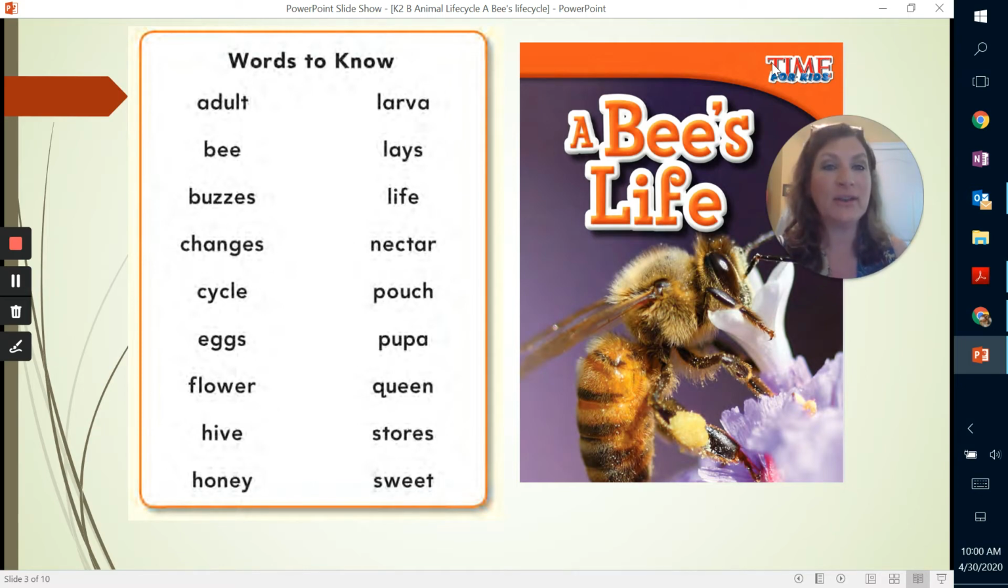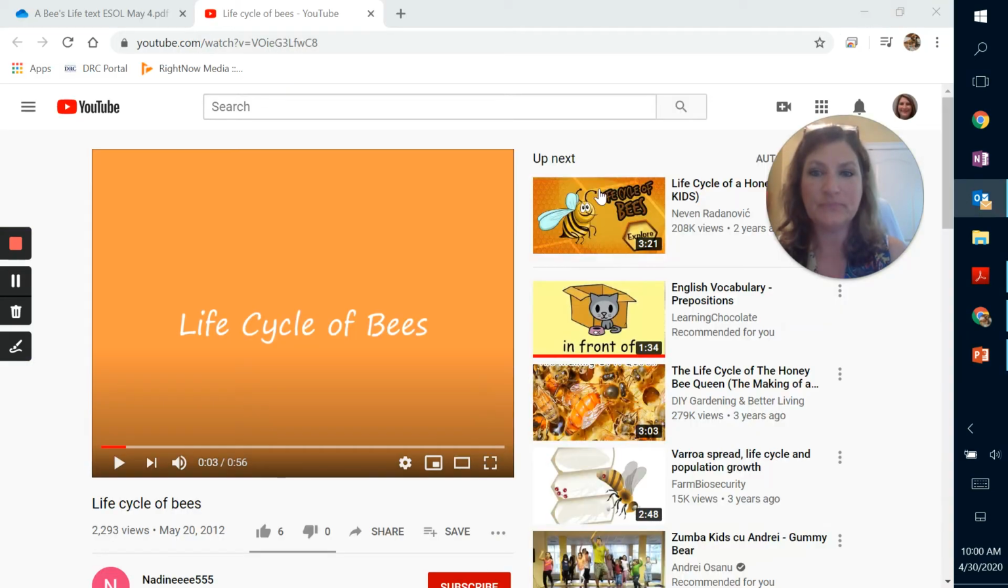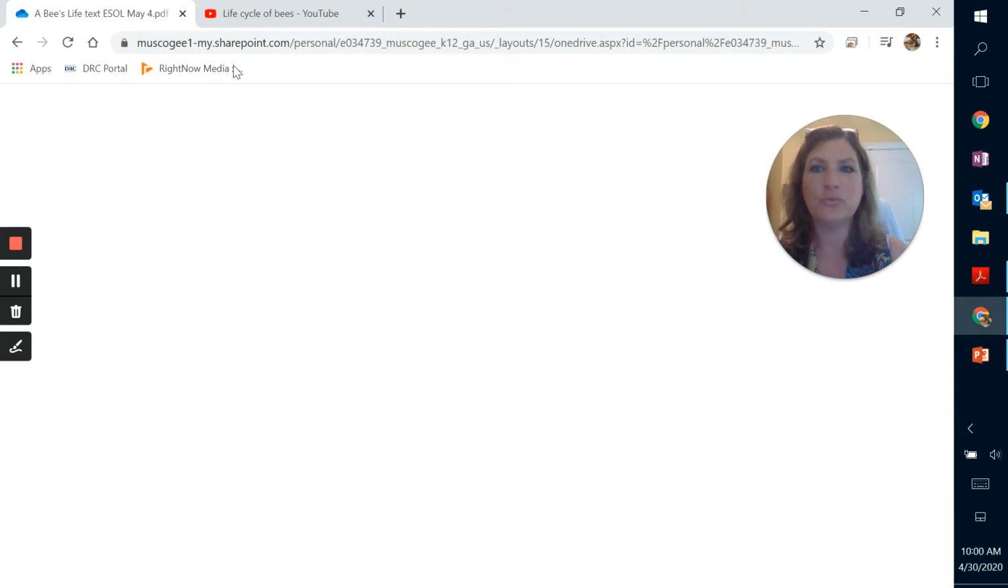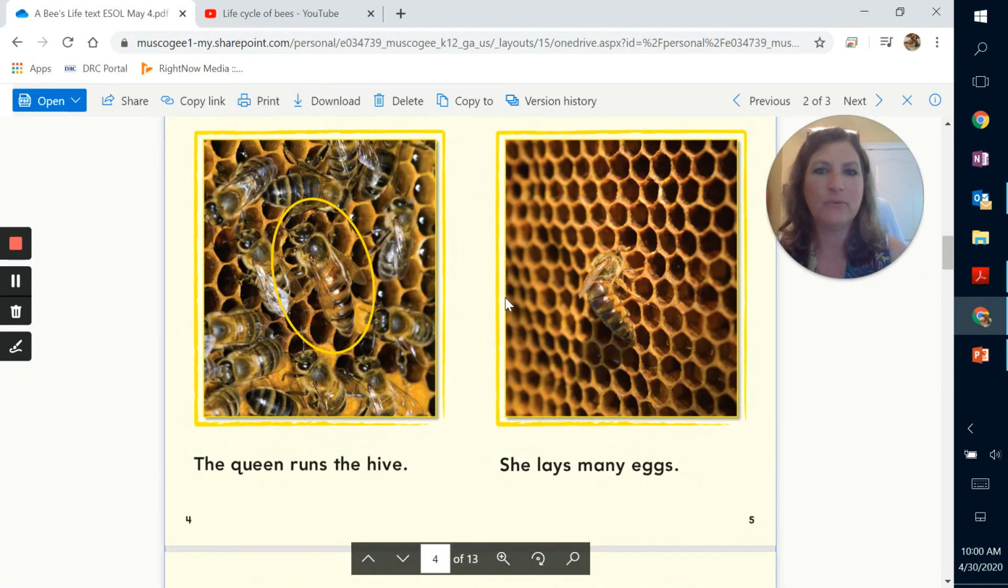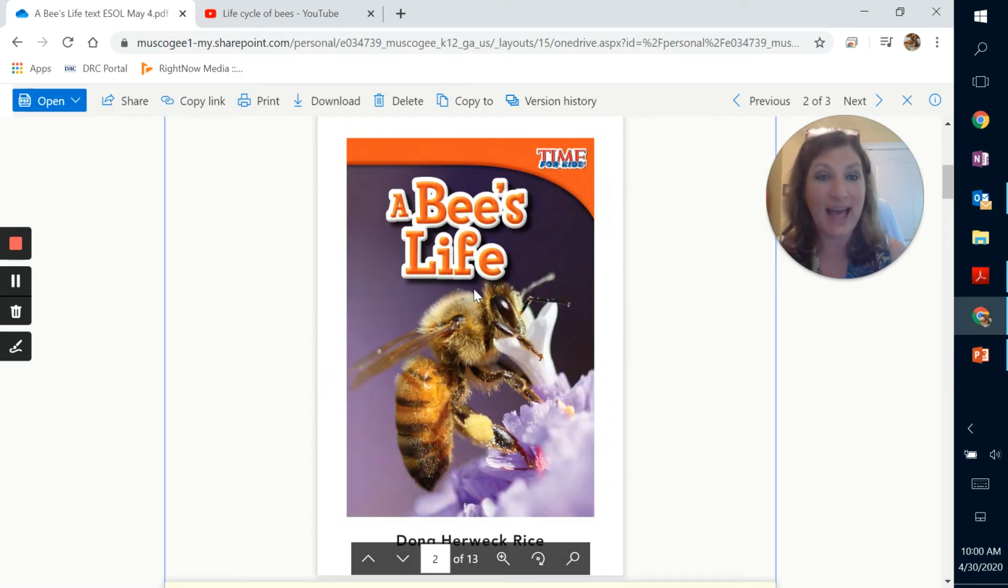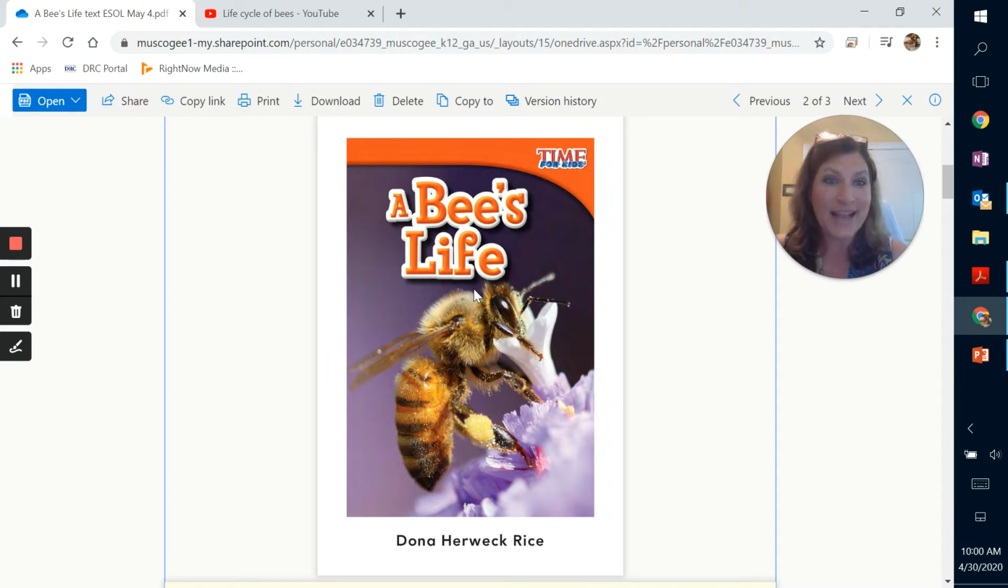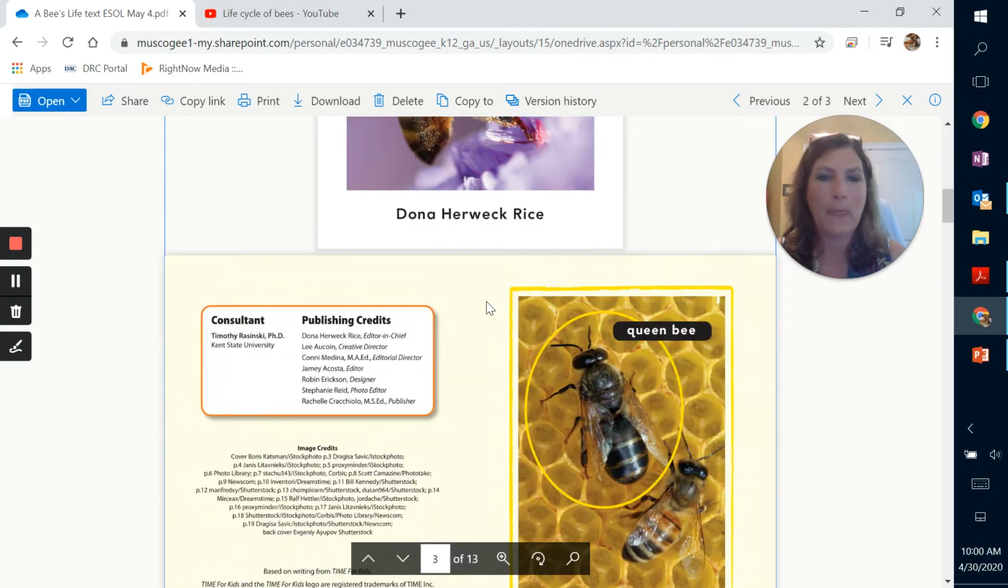Okay. All right. So let's go ahead and look at this book that we are going to read today. We're going to go all the way back to the beginning, A Bee's Life. This story is actually going to tell us about the life cycle of a bee. So let's get started reading.